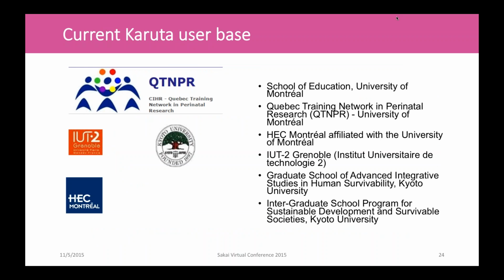Our current user base includes various institutions in Montreal, the IUT Grenoble, IUT2 Grenoble School in France, and 2 graduate programs in Kyoto. We're looking for new adopters, and first come, first served, new adopters will get special help from us. We've got some people interested in the USA, in Spain, and in Switzerland, and a few more users interested in France. So we expect to be doubling our user base within the current year, if not tripling it. So now would be a good time to get involved.